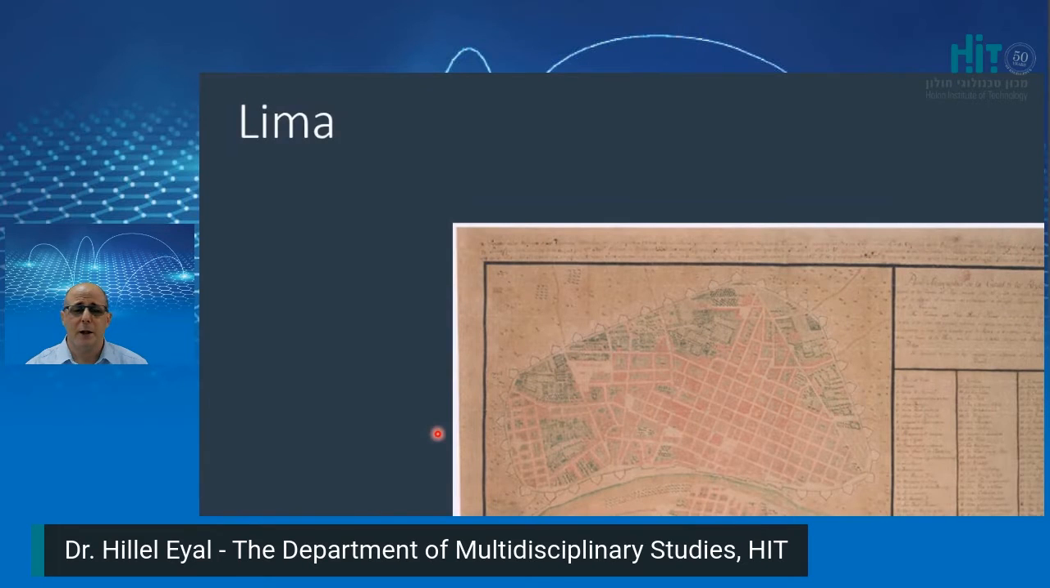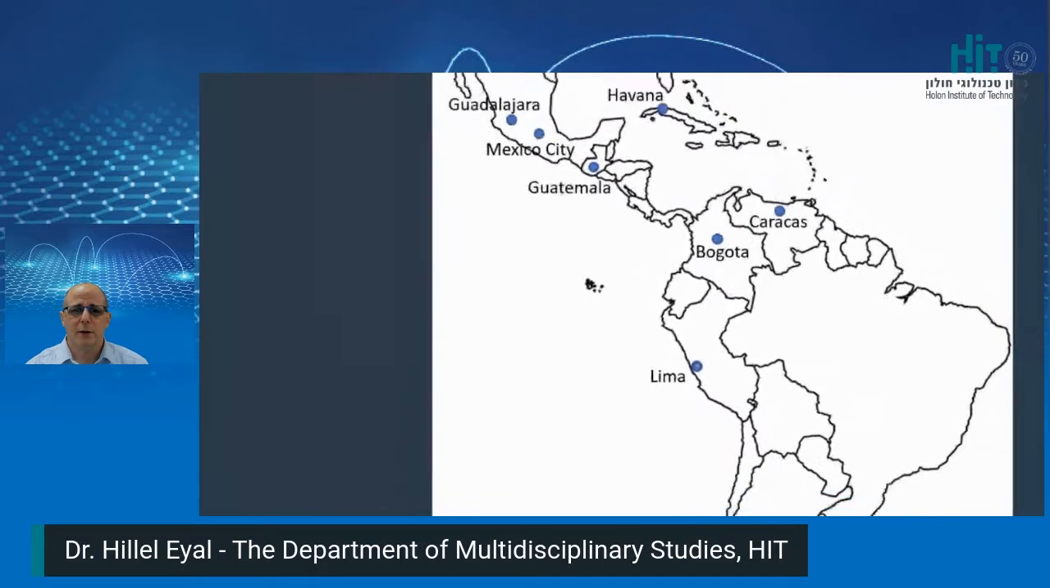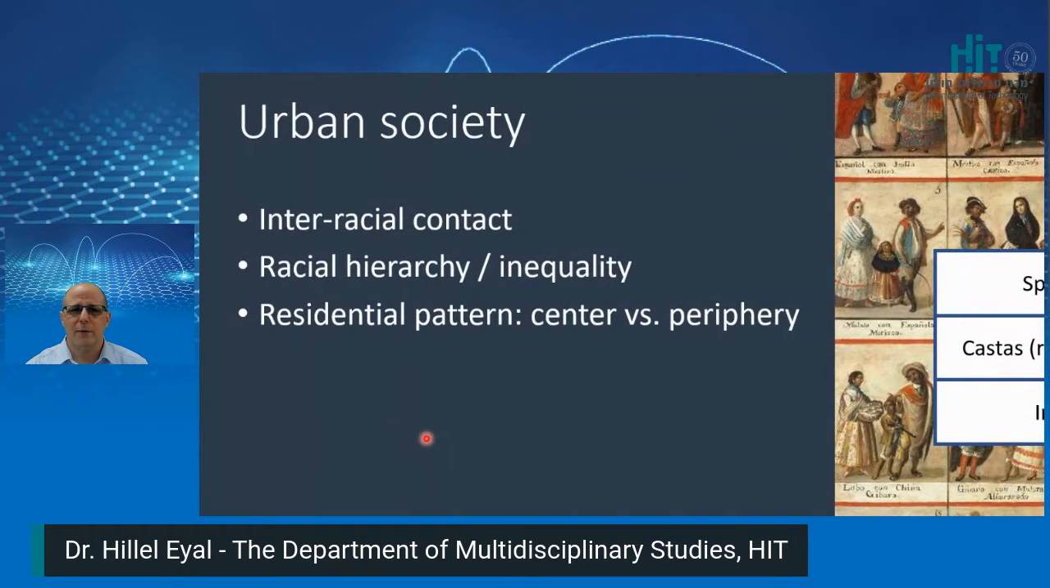And finally, Lima. Lima is one of the older centers, again, an important city already in the 16th century, together with Mexico City. And that's because it's a major exporter of silver. So, as you can see, we have the grid everywhere. Now let's talk about the residential pattern and what we can learn from it about society.